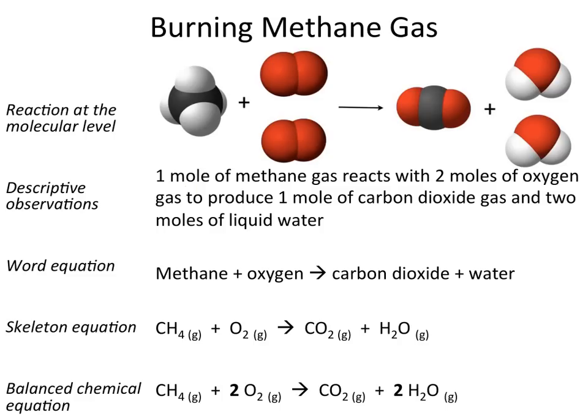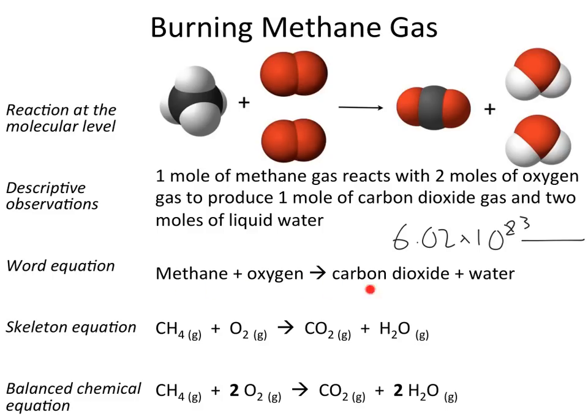So a mole is just a unit of measurement. All it is is 6.02 times 10 to the 23rd of whatever we're measuring. So in this case, when we have 1 mole of methane gas, it means we have 6.02 times 10 to the 23 molecules of methane reacting with 2 moles of oxygen, etc., etc. So that is our descriptive observation. We see that we have these individual things reacting.